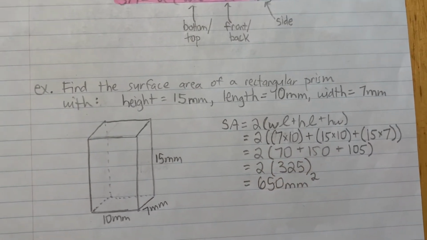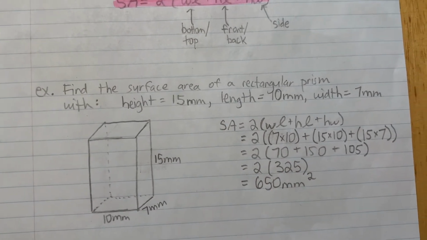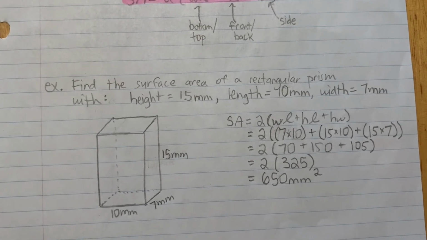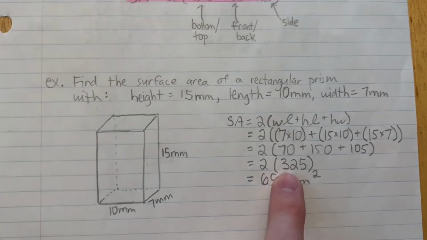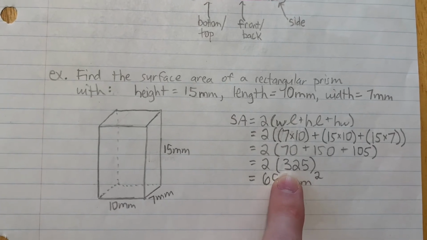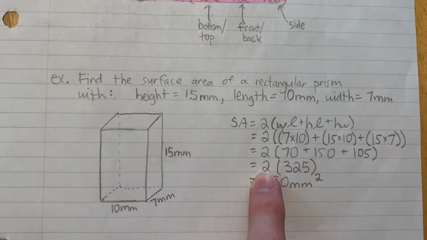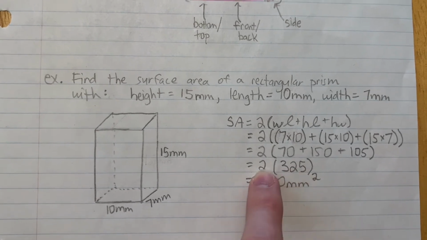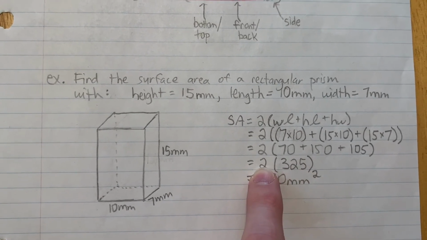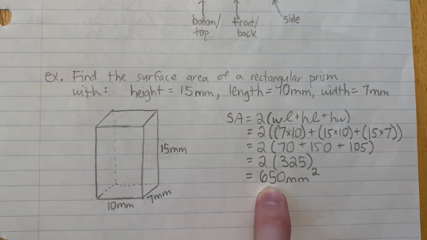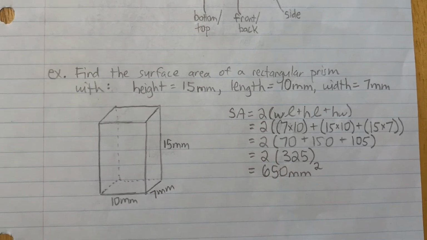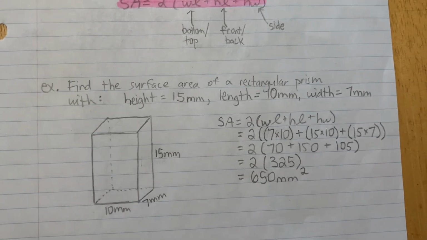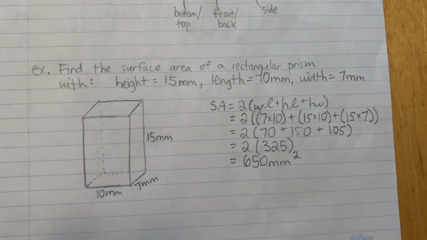So 7 times 10 is 70, 15 times 10 is 150, and 15 times 7 is 105. All right, and then you add them all up, you get 325. Then you multiply them by your 2. So this right here is just for 3 sides. You multiply them by 2, and then you get 6 sides. And then your grand total is 650 millimeters squared. Do not forget that squared symbol because we are talking about an area.